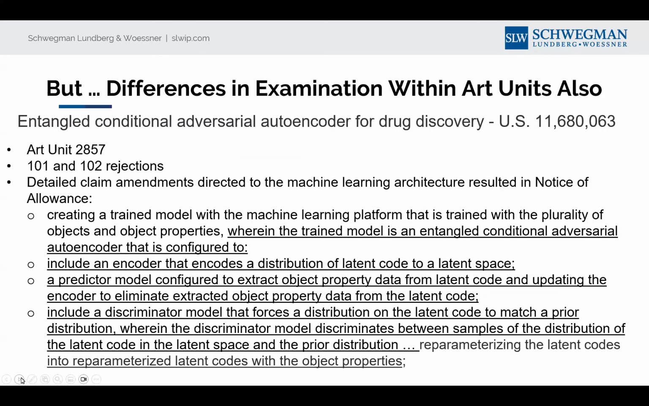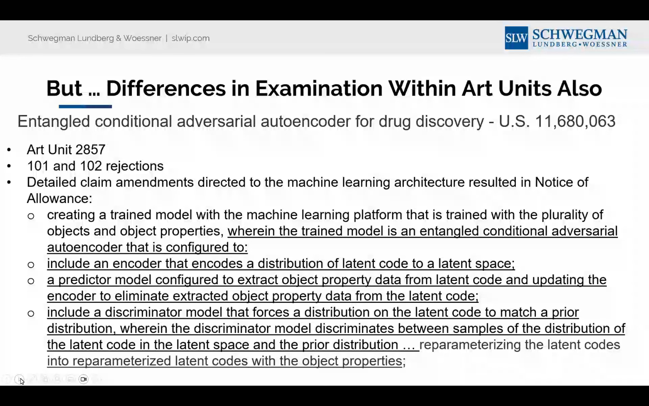Even within art units, it can be the same. You can have different rejections. This is another application in that company's portfolio. It went to art unit 2857. There were 101 and 102 rejections. I've included some of the amendments here, not all of them, just to show the types of amendments and claim features that can help overcome 101 rejections.